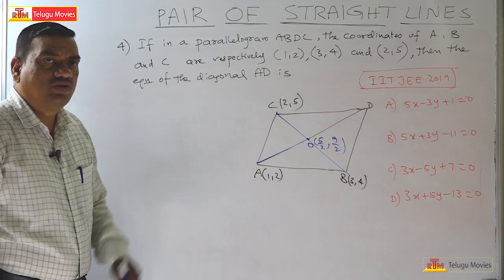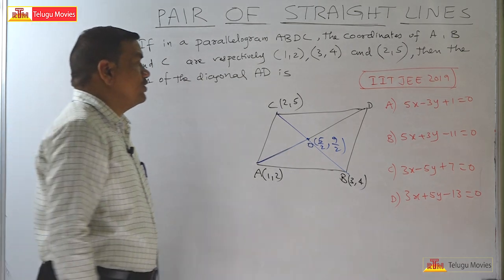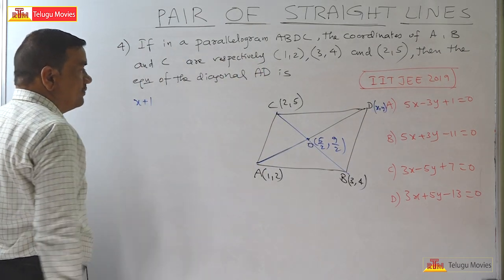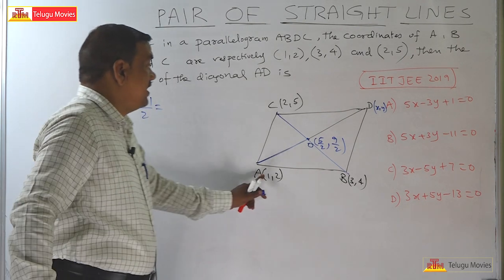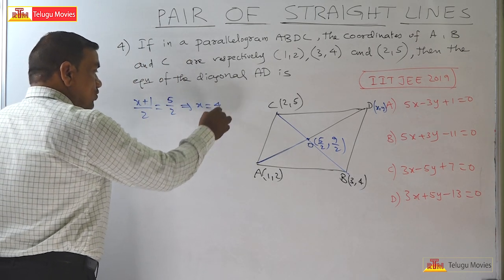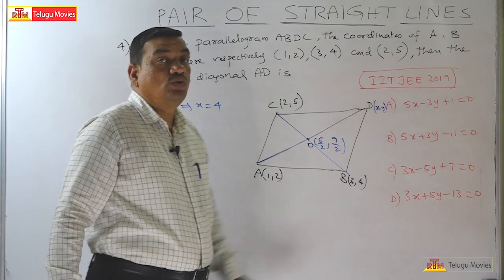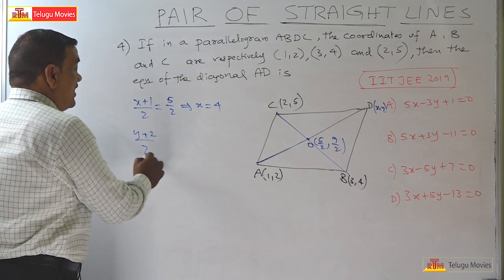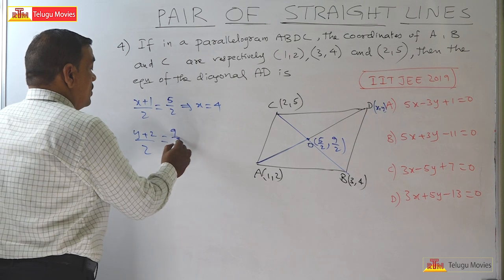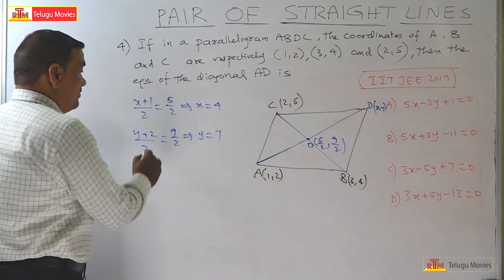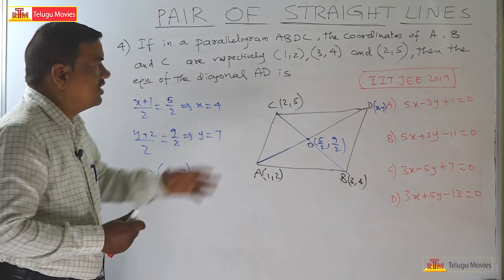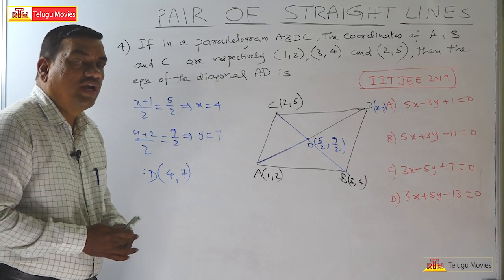Otherwise you can find the coordinates of D as (x, y). So (x plus 1)/2, that is (x1 plus x2)/2, is equal to 5/2. This implies x is equal to 4. Then (y plus 2)/2, that is (y1 plus y2)/2, is equal to 9/2. So this implies y is equal to 7. Therefore the point D is (4, 7). Now you can substitute these values in the given equations and verify the answer.